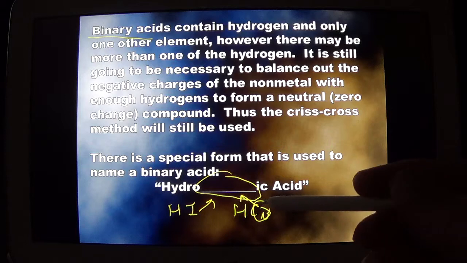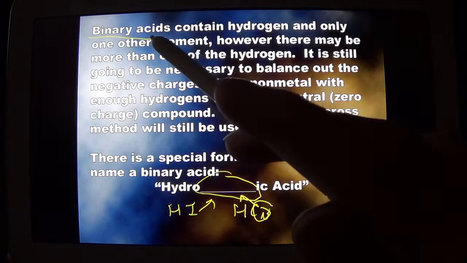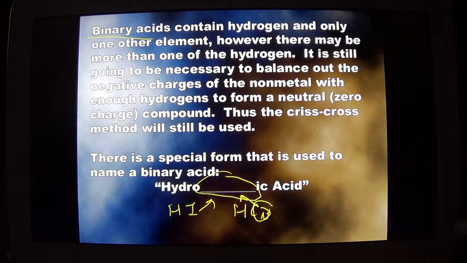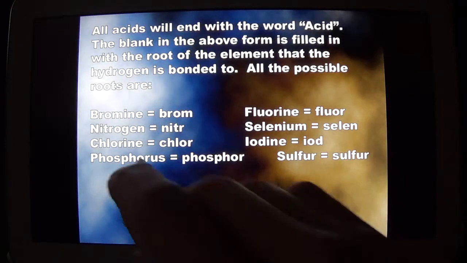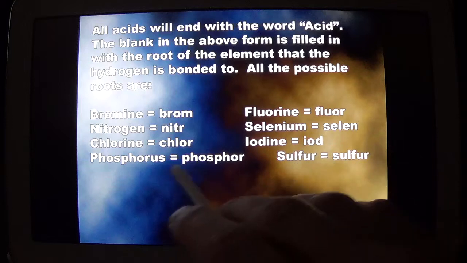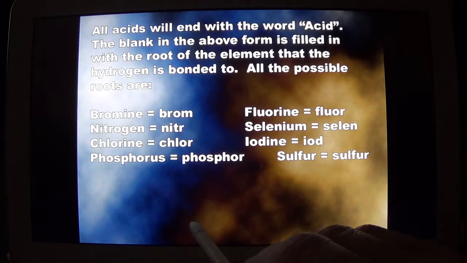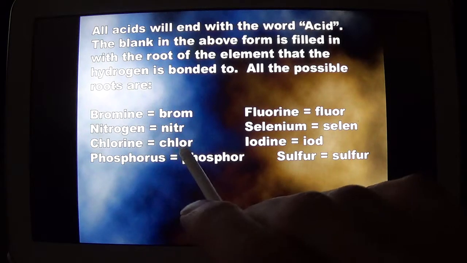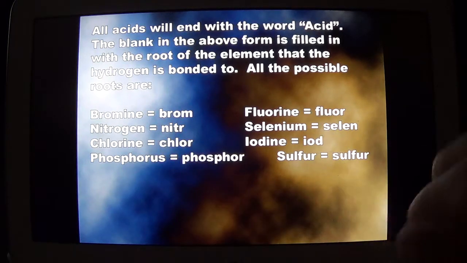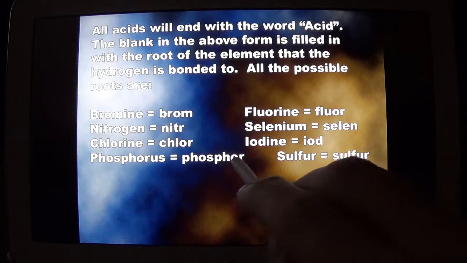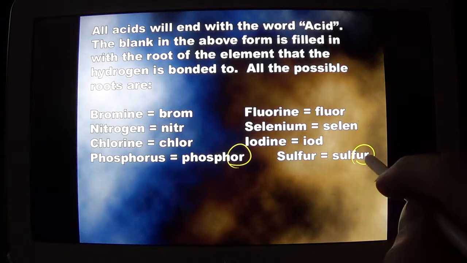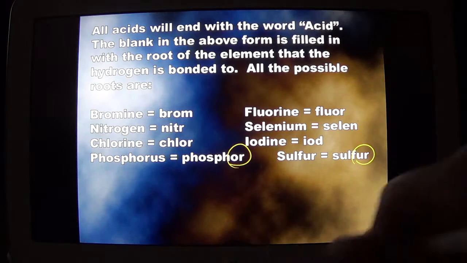Okay. Now you're like, wait a minute, this is 3 and we call it a binary acid. Yeah, that's true, but this works because it doesn't have oxygen in it. Here's the roots, and you've been given this in your helper packet as well, but be sure you're familiar with them. Bromine is brom, nitride is nitr, and so on. Please note, with phosphorus and sulfur, we do have the UR and OR back in.